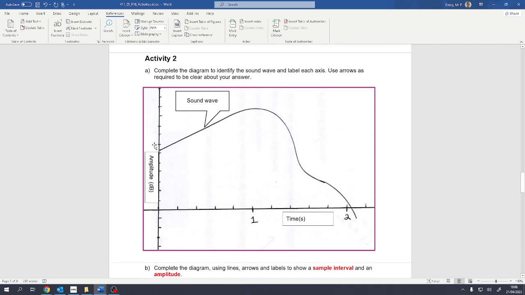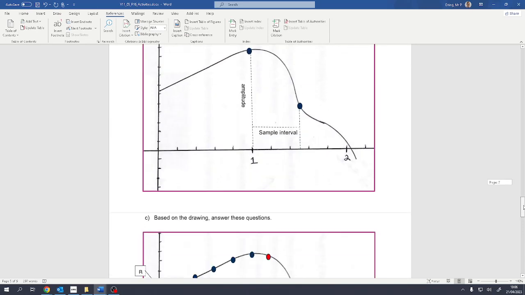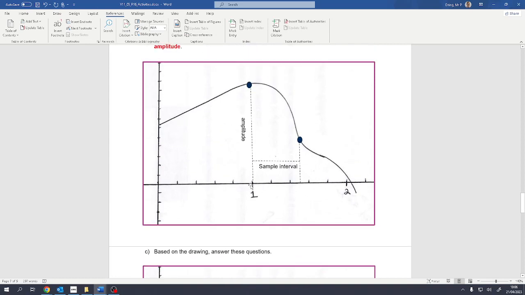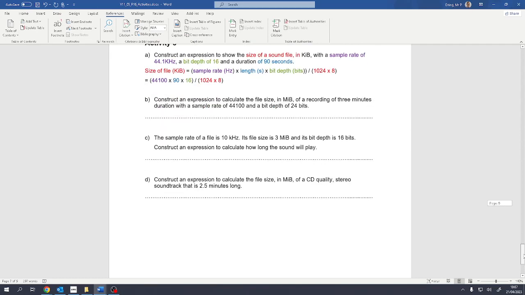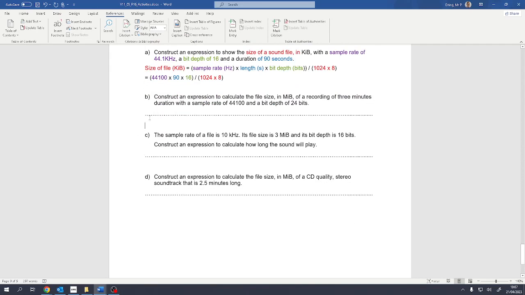We've said that we have an analog sound, which measures amplitude as it changes over time. If we convert it to digital, then we need to sample it at a precise moment in time, and the difference in time between two samples we call the sample interval. And then we want to move on to these expressions here to calculate the size of a file.